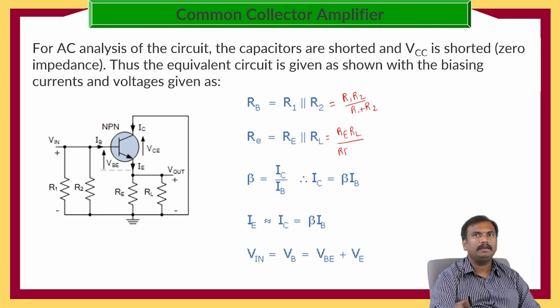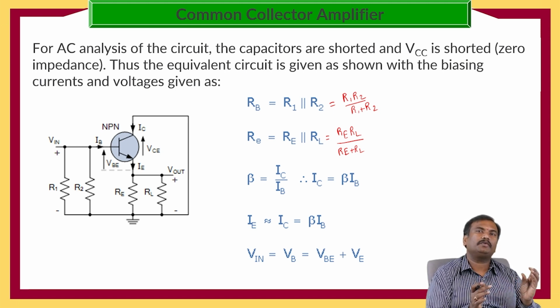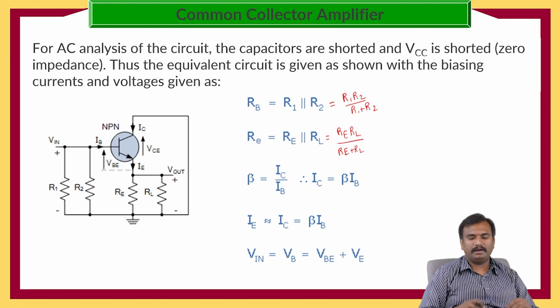Here the current gain beta is equal to IC by IB, and that is nothing but IC is equal to beta into IB. And here IE is approximately equal to IC, which is equal to beta into IB. V input is equal to VB, that is, the base to emitter junction voltage, plus the emitter voltage.